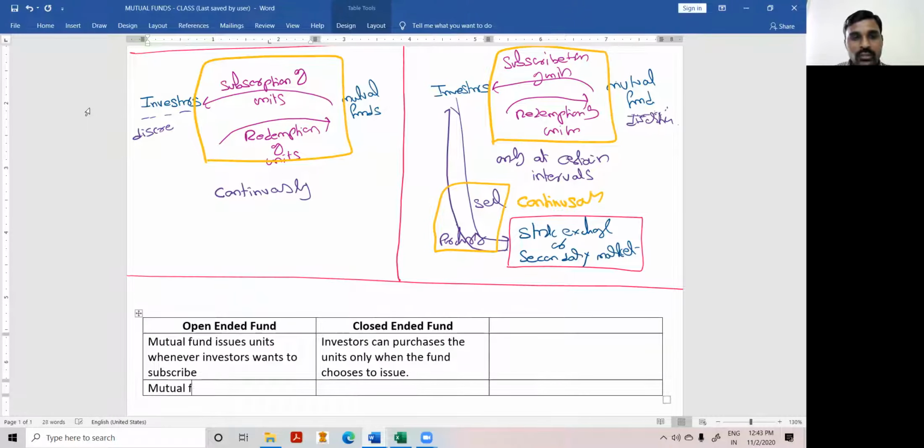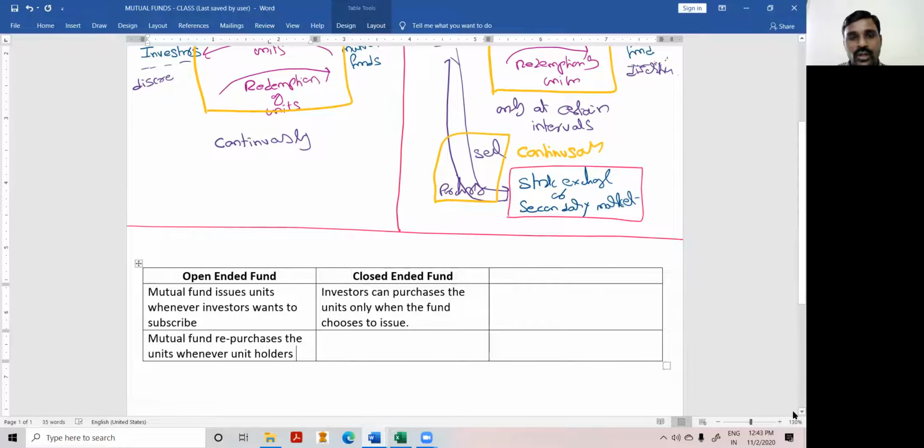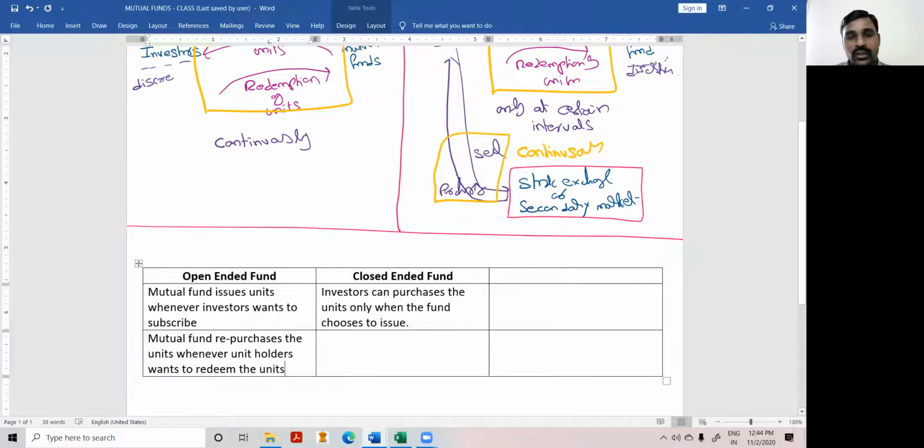Next, here the mutual fund repurchases the units whenever unit holders want to redeem the units. Before they purchase, they are called simply investors. Once they purchase the units, they are called unit holders. So investors can redeem the units only when the fund chooses to repurchase. The discretion is with the fund.